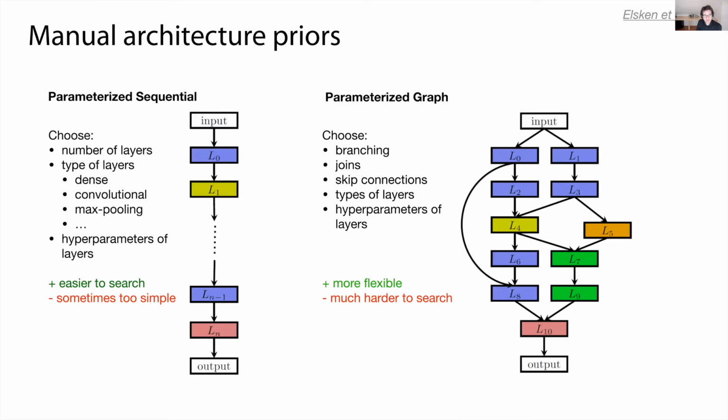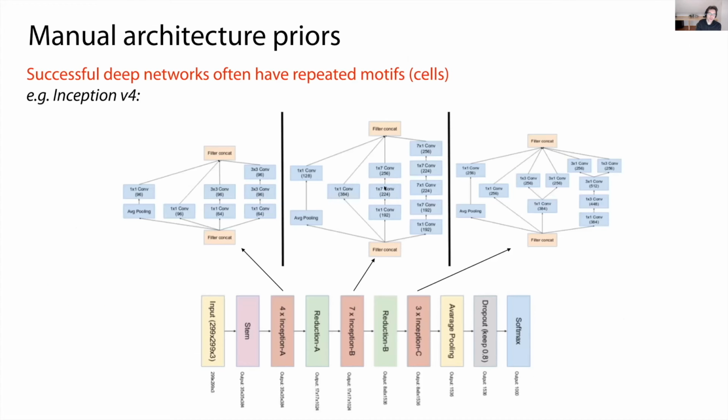The same goes for neural architectures. So we typically have ways to do that. If we have to solve a quite simple problem, we typically stick to just sequential models, and we just select the number of layers, type of layers, and so on, which is good, easy to search, but it's often too simple, right? We can also use some kind of parameterized graph, which is of course more flexible, but it will be harder to search. Now, what we've seen from well-performing models is that they tend to have a repeated motif structure. We call them cells.